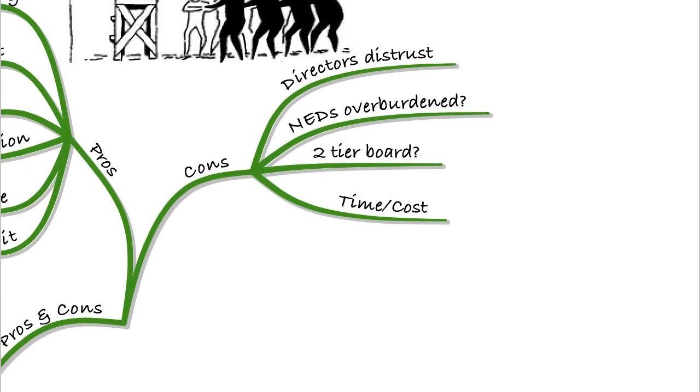Ultimately, it can be down to time and cost. It's going to take time to set up an audit committee, to get the people in place with that expertise required, and that's going to cost money. So that may be a problem when it comes to the audit committee.